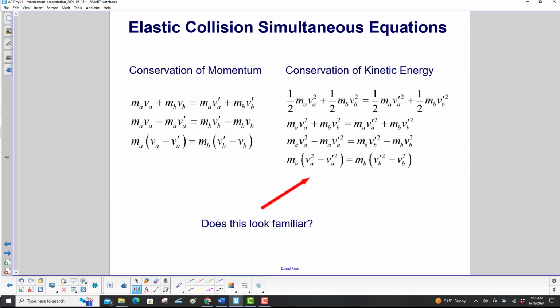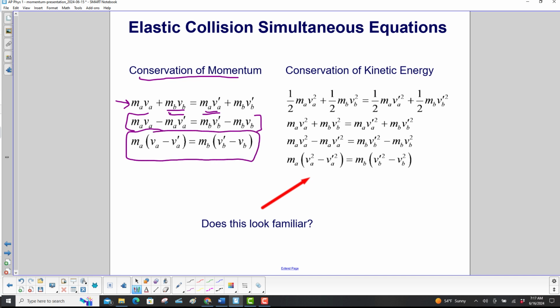We'll start with the conservation of momentum. Here's our equation from the previous slide, and what we're going to do is subtract MAVA prime from both sides and MBVB from both sides. So on the left, we have mass A, and on the right, mass B. We then factor out the mass on both sides, and we get this expression right here.